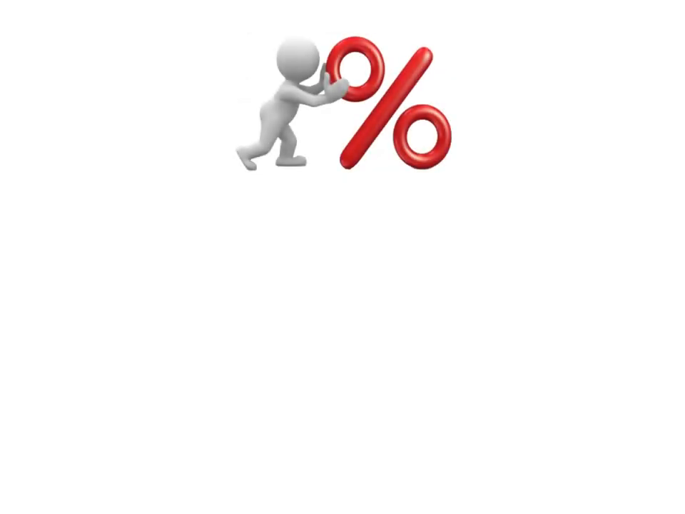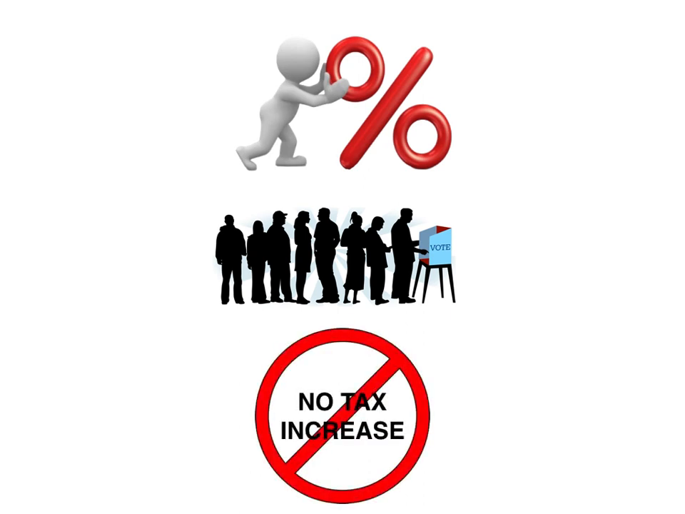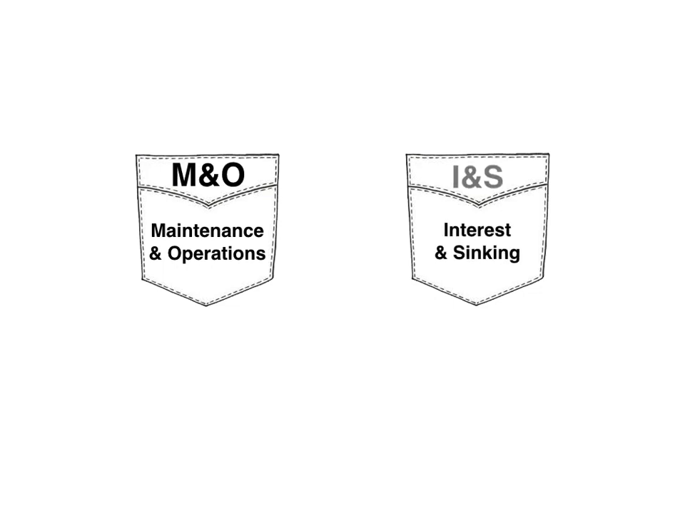Caddo Mills ISD has proposed a change in the tax rate for the 2018-2019 school year that will require voter approval. It is important to note this will require a restructuring of the tax rate, but will not increase the tax rate you pay. Local taxes are collected and go into two different funds or pockets: maintenance and operations, or M&O, and interest and sinking, or INS.